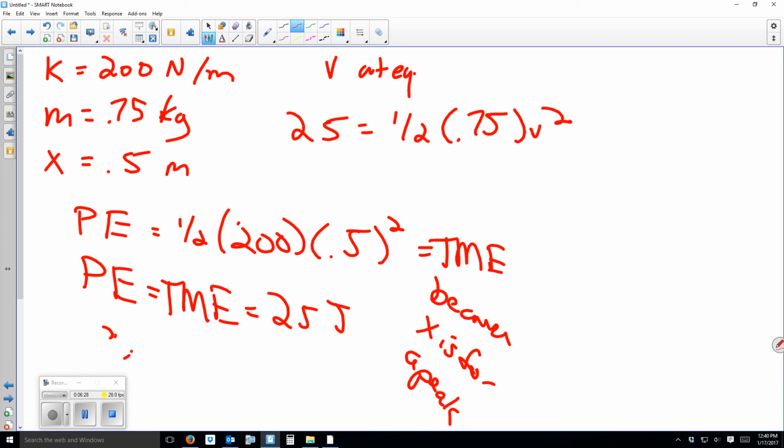And now I can just solve for my velocity. Multiply both sides by 2, I get 50, divide it by 0.75. Oh, is it just 0.5? Sorry. No. The mass? Oh, I must be on some different problem. Sorry.